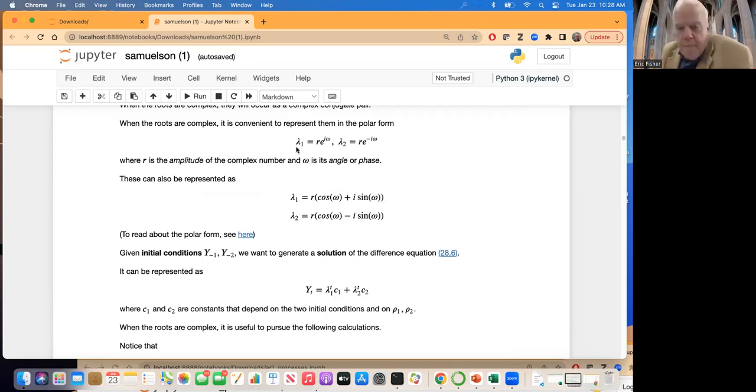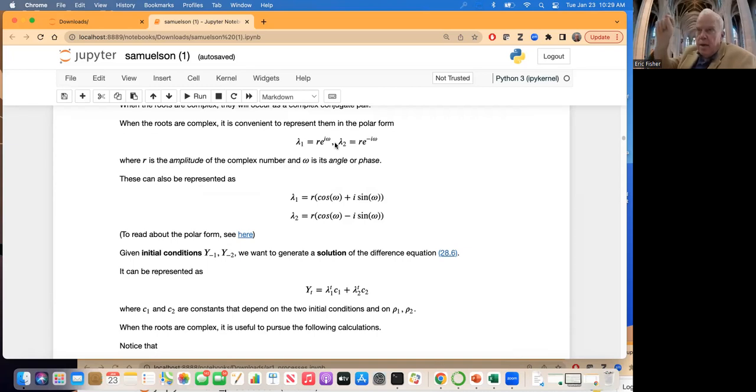So go back up here to lambda number 1. Lambda number 1 to the t power means raise r e to the i omega to the t power. So r raised to the t power is easy. It's just r to the t. You know what that is. r to the 100 power, we do it all the time. But what about e to the i omega to the 100 power?